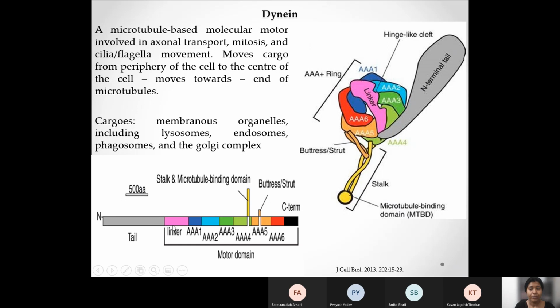Now, what the linker region does is very interesting. Its position is determined by the state of ATP binding in this subunit, mostly AAA1. Because AAA1, as I said, is the main subunit that has an ATPase function. ATPase function is also associated with AAA3, but if you mutate the ATPase function of AAA1, the dynein is dead, whereas that's not the case with AAA3. So it's from these mutagenesis studies that it has been identified that AAA1 is the main region where ATP hydrolysis takes place.